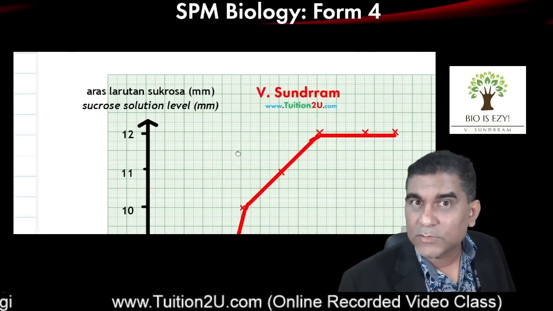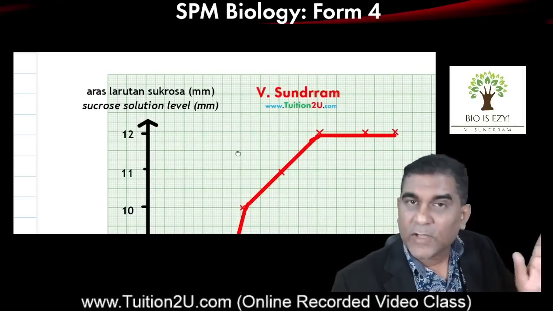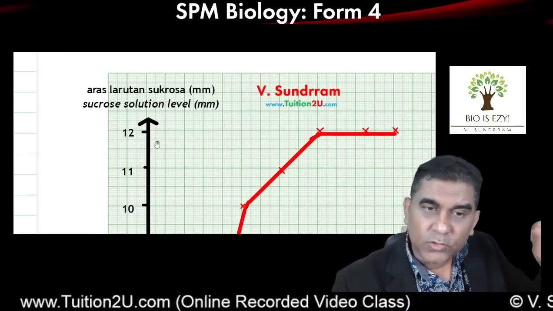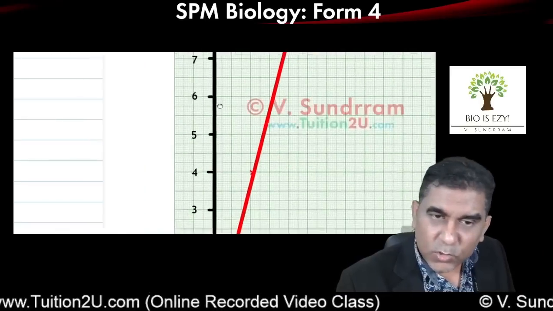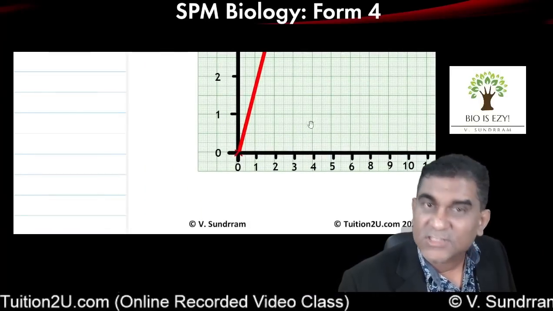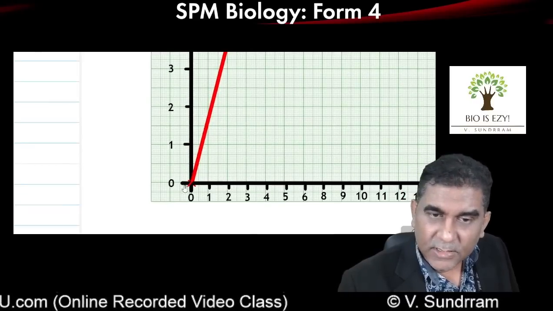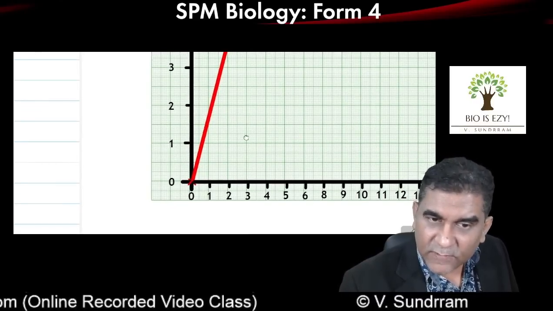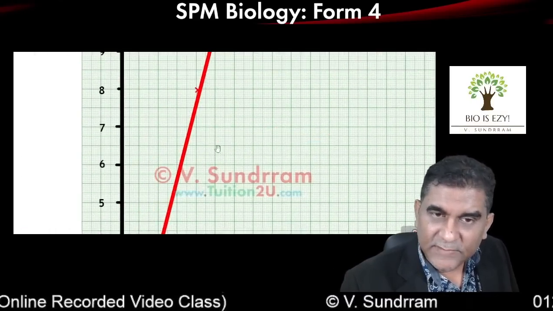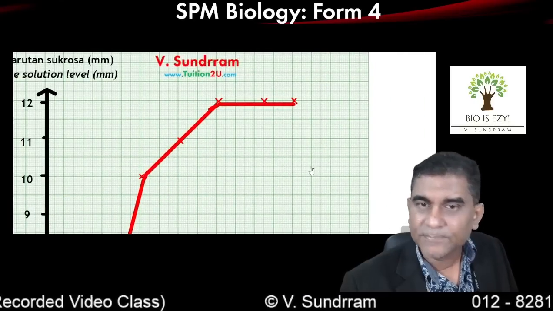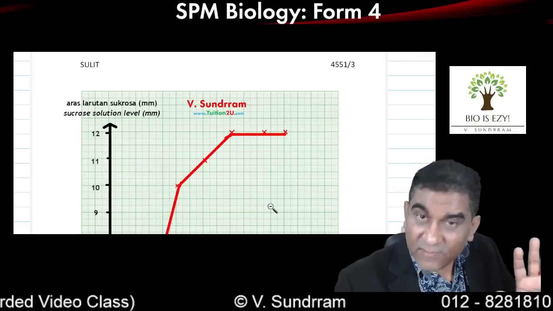paksi Y kamu betul. As long as your X and Y exist correct. What do you mean by correct? You have the heading, you choose the right scale, you have the origin, which is 0. Then you plot the graph. So if you plot the graph, already there's one value here, second value here, third value, fourth value, fifth, sixth, seventh, eighth. So there's around 7 to 8 values.